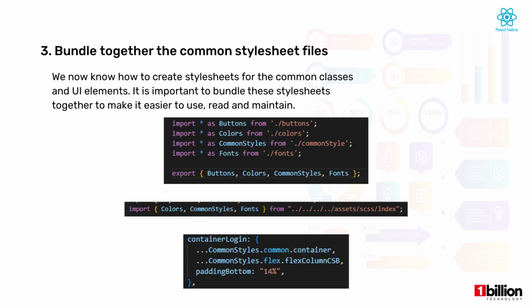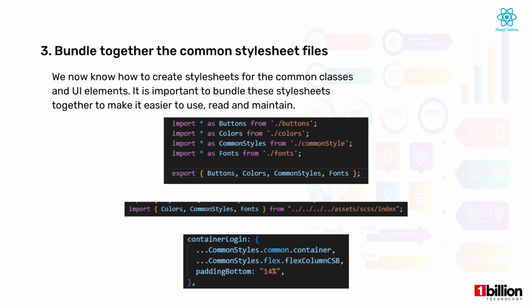Another best practice is bundling up the common style sheets. We previously learned how we can structure our style sheets within the assets folder, but if you bundle them up into one place, it's easier to call for all these styles that are in different files. For example, in a normal index.js file, we have called all the separate common style sheets that we have created. And in our JS files, we can then call all the files from one place. And that's what we call bundling the common style sheets.